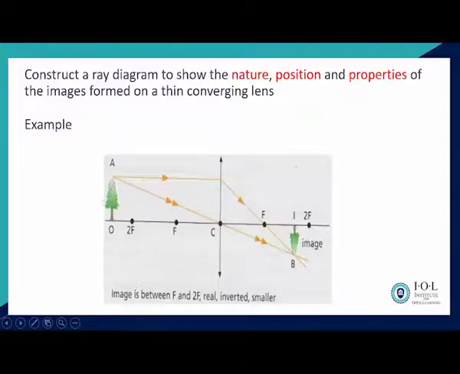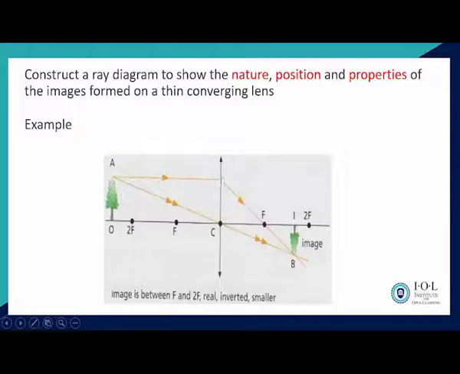Now for the image of this object to be formed, there are two rays moving from the top of the object. There is this ray, we call this ray a parallel ray. It's parallel to the principal axis. That's why it's called a parallel ray. It goes parallel straight from the top of the object toward the lens.